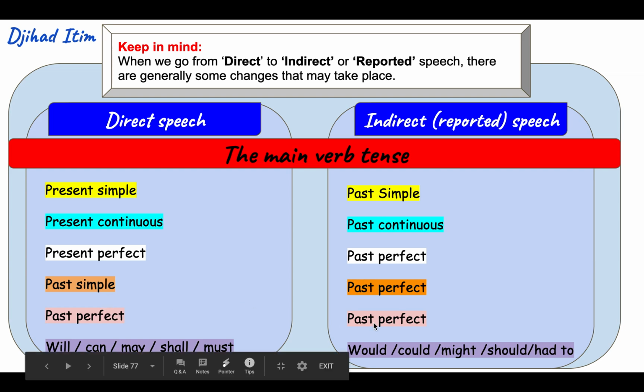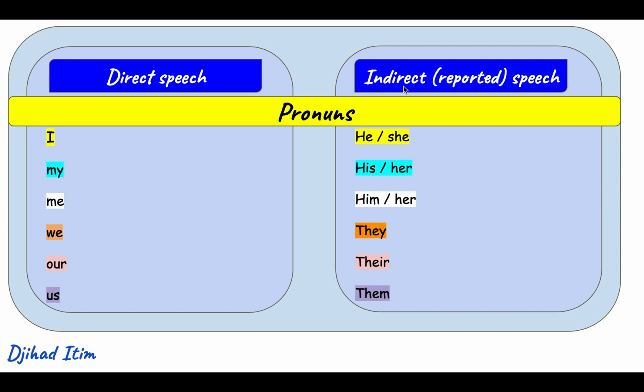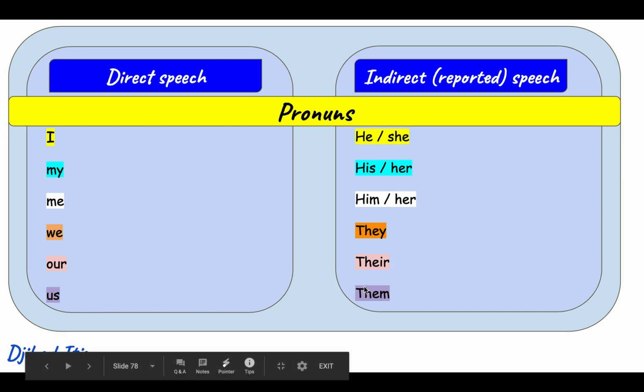Past perfect, past perfect. Will, would. Can, could. May, might. Shall, should. Must, had to. Okay? Direct speech and indirect speech for pronouns. We have I, he or she. My, his or her. Me, him or her. We, they. Our, their. Us, them.